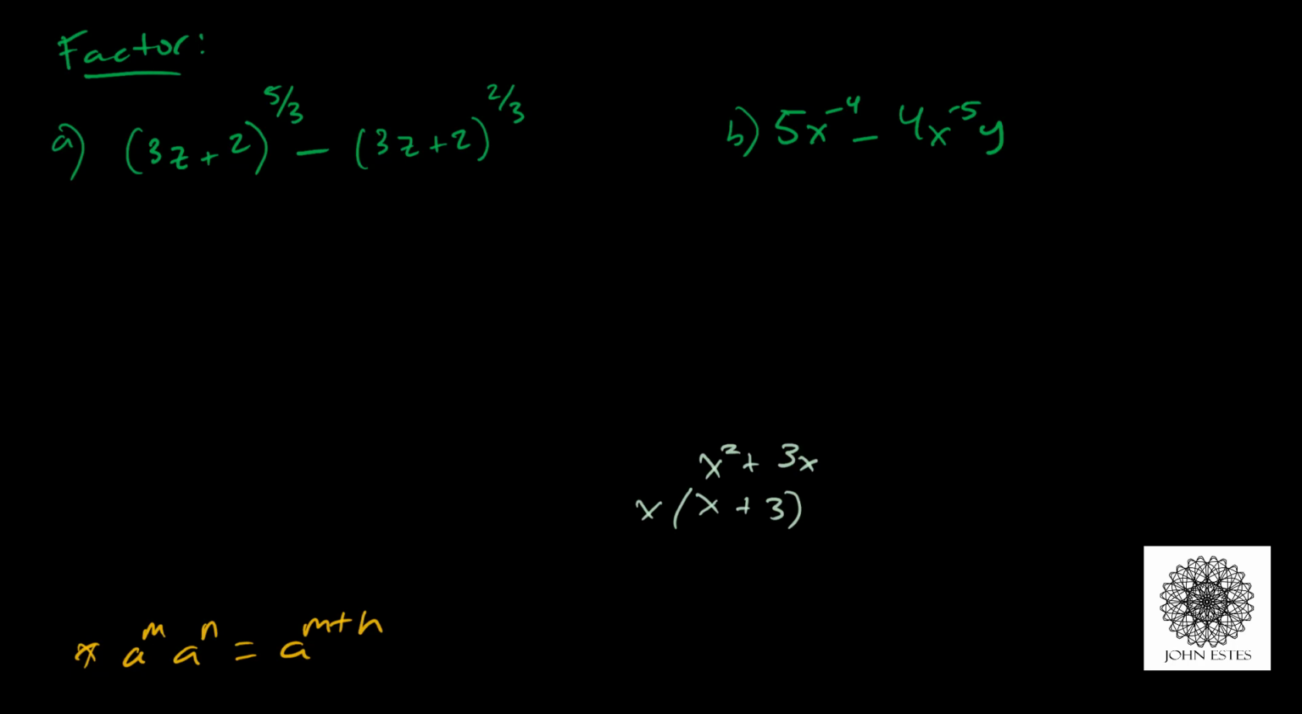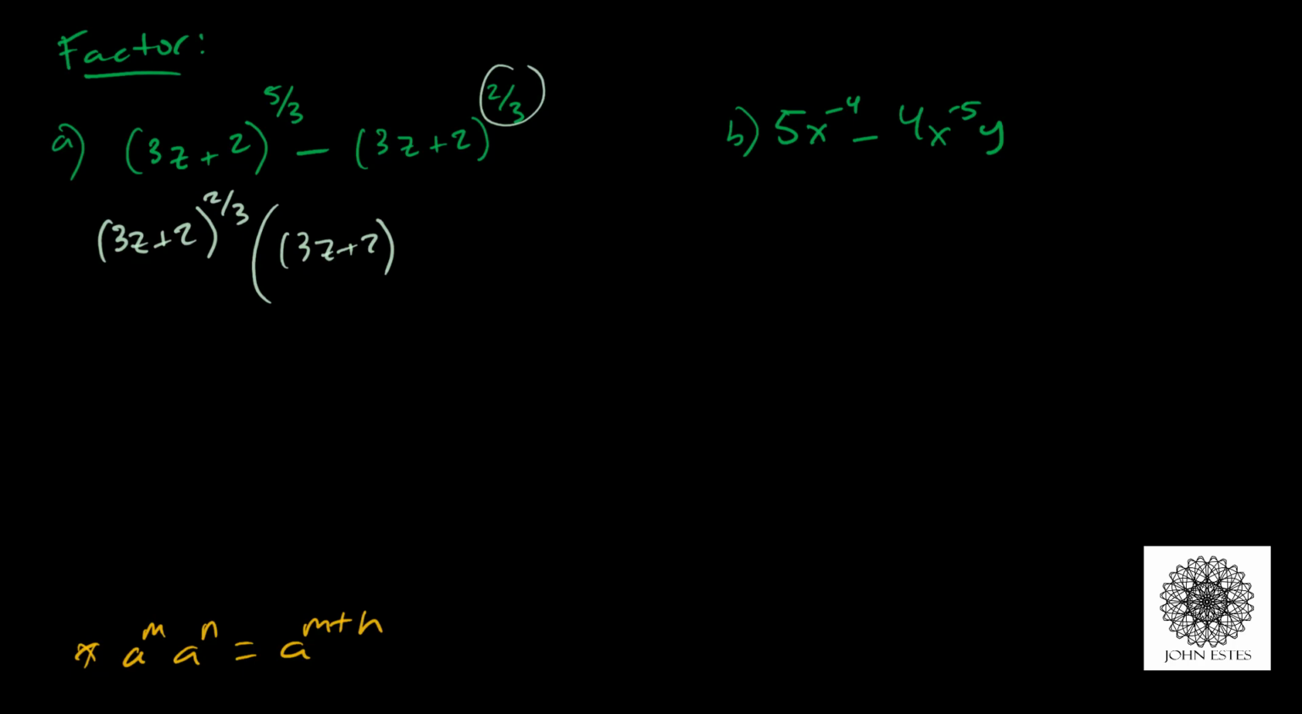In this first example, we have (3z plus 2) to the 5/3 power minus (3z plus 2) to the 2/3 power. I can see I have a common factor out of both of these terms. That's a 3z plus 2, but to what power? The smallest of these is the 2/3 power, so I can take out a 2/3 power. When I do that, I have 3z plus 2 to some power. Let's figure out what that power is in a second. In the second one, I took out 3z plus 2 to the 2/3, so I took out everything, and I'm just left with a 1 here.